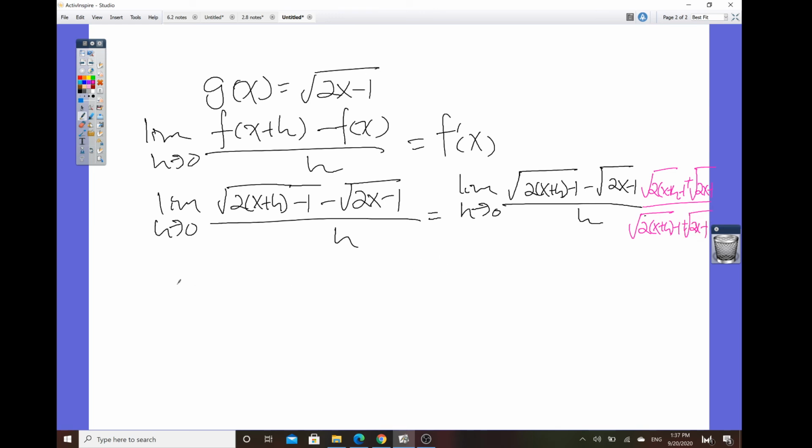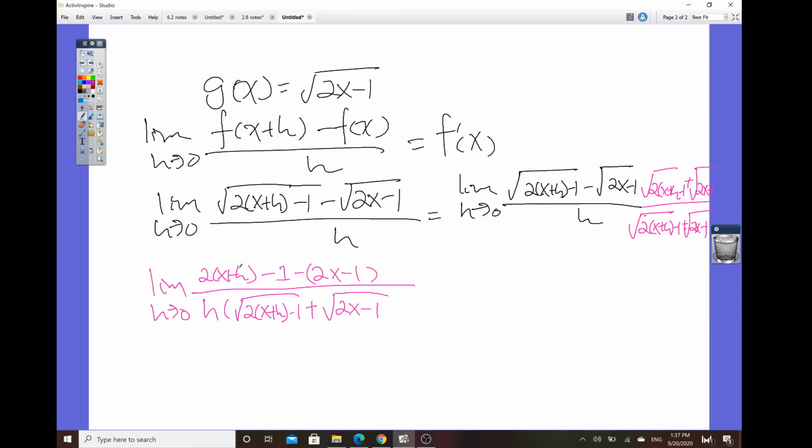Top and the bottom. And then once you multiply it out, we do have 2 times the quantity of x plus h minus 1 minus the quantity of 2x minus 1, because that's the difference of two squares pattern. So the radical got canceled. In the denominator, we just want to leave that with h times the conjugate, which is what? Square root of 2 times the quantity of x plus h minus 1 plus square root of 2x minus 1. Again, we're taking the limit as h approaches 0.